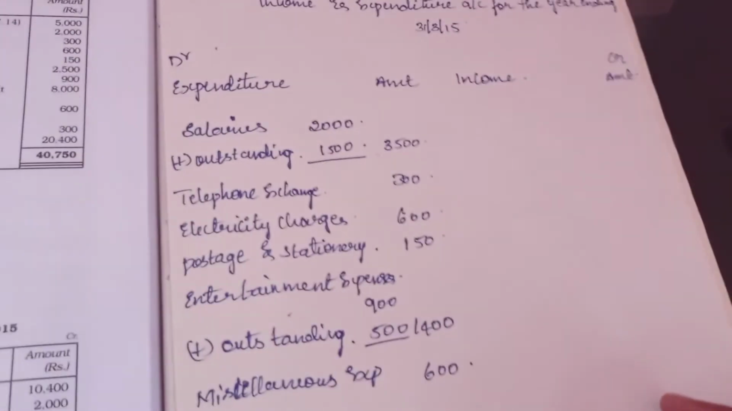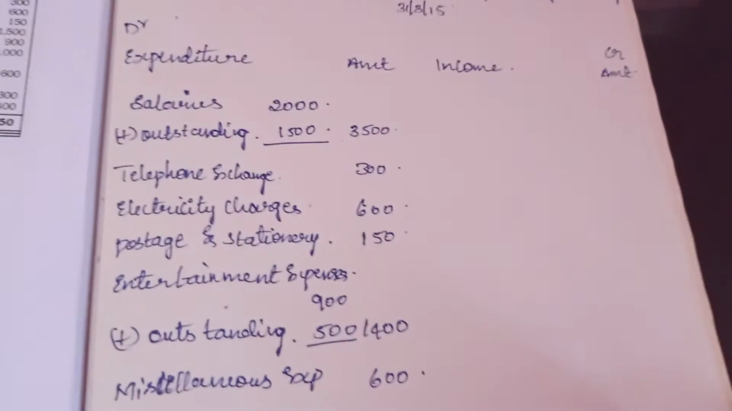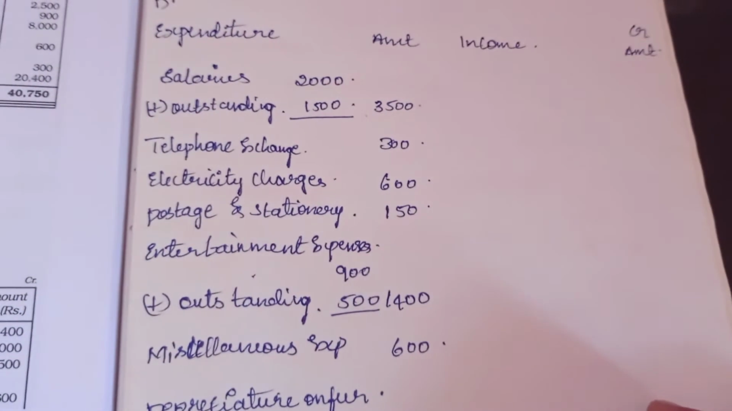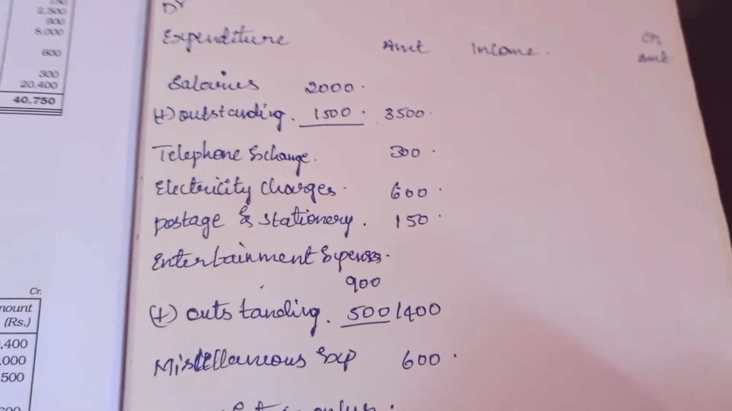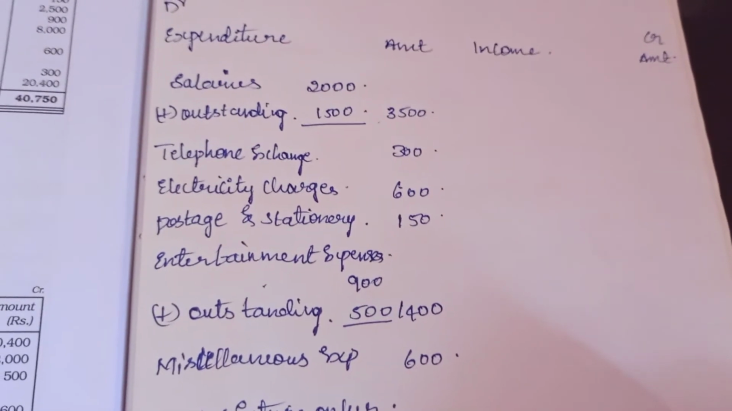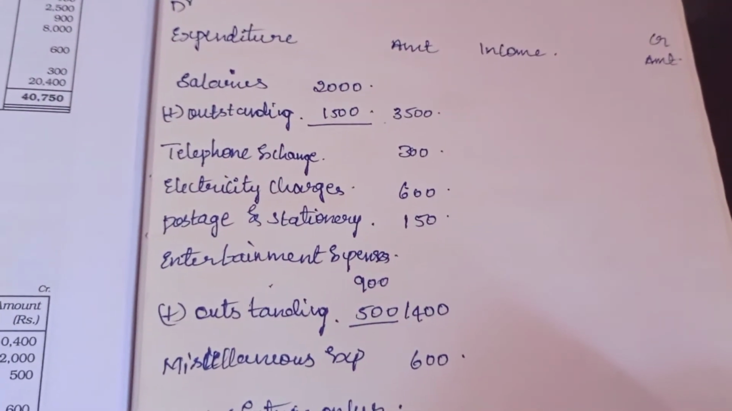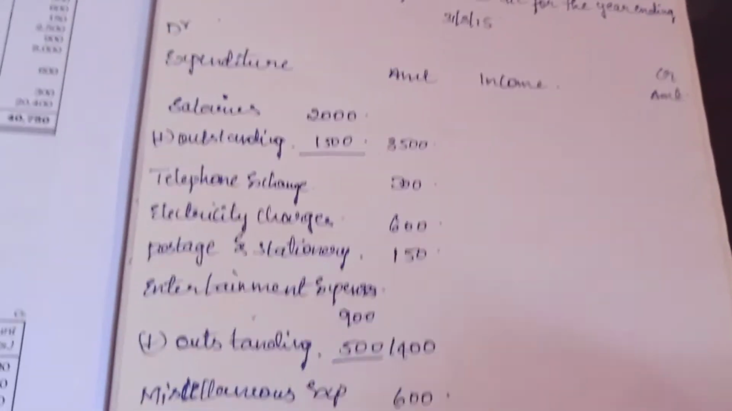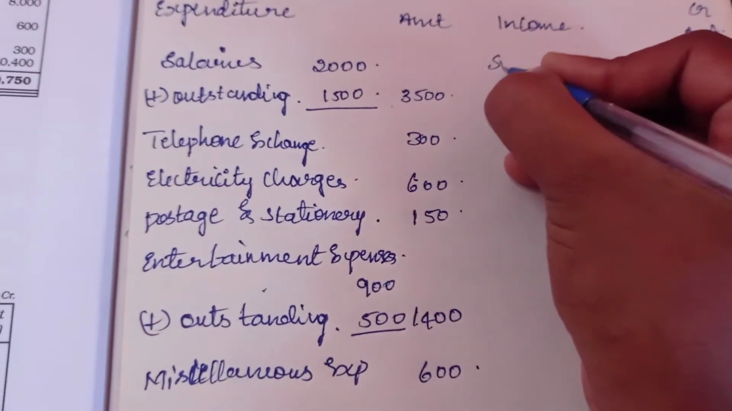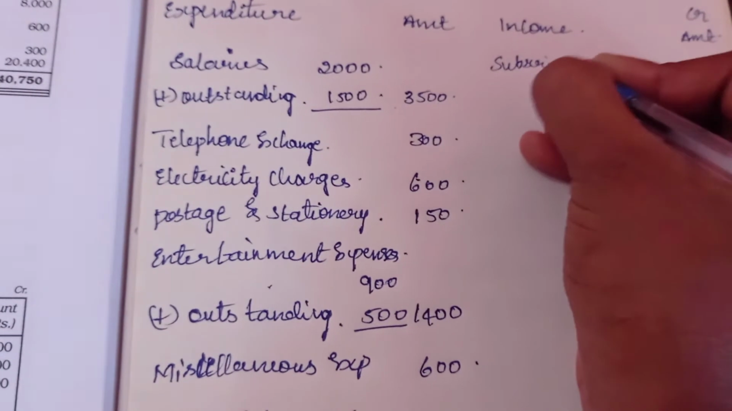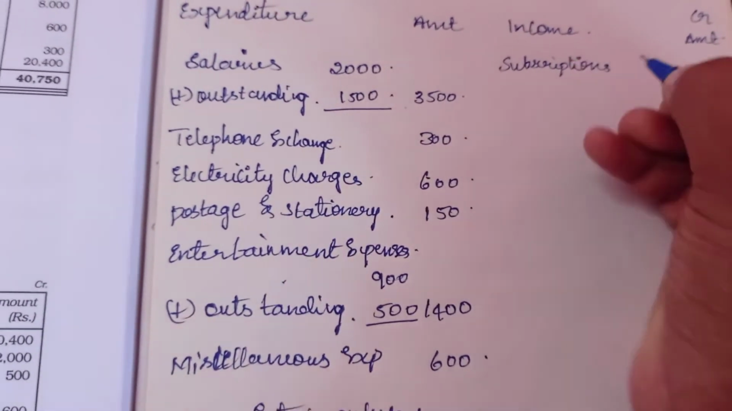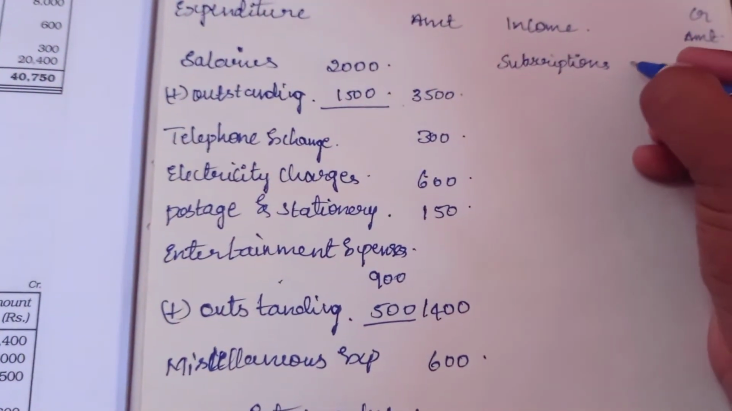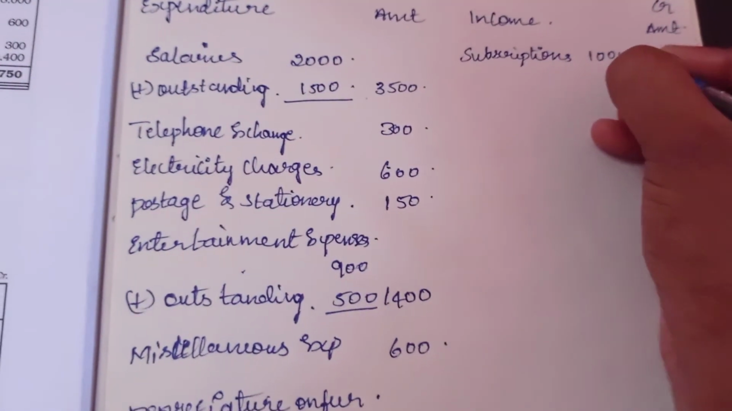Now let us come to the receipt side. They have given us balance carried down, bank. I already told you that we should not take any balance carried down at bank, as it is not an income for the organization. So let us go to subscriptions. Yes, we have to take the subscriptions. Only the current year subscription, that is 2014. So they have given us 10,000.